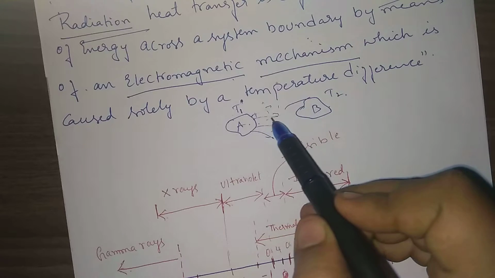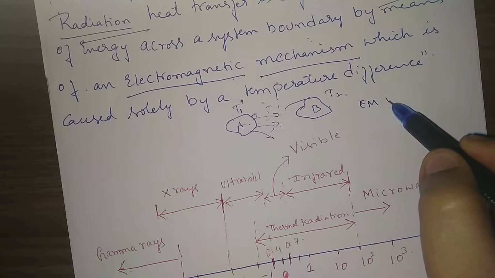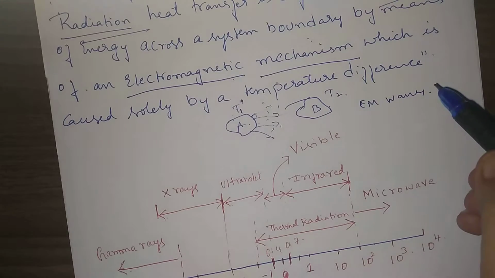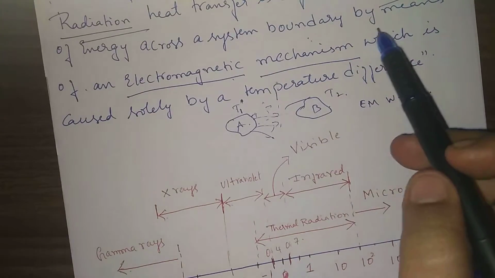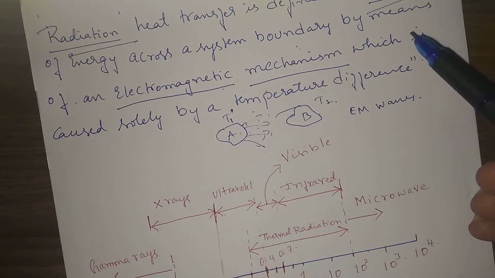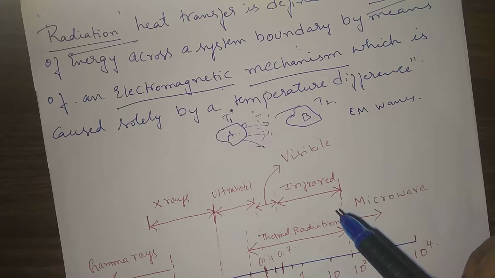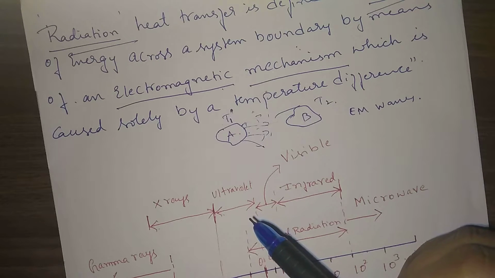Actually the heat is being transferred, and what is the mode? How does the energy transfer take place through radiation? Through electromagnetic waves. So by means of electromagnetic waves, the radiation is going to take place. So this is what is called radiation. Radiation involves what? Electromagnetic waves.